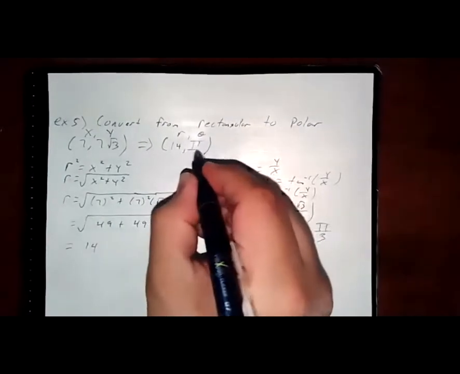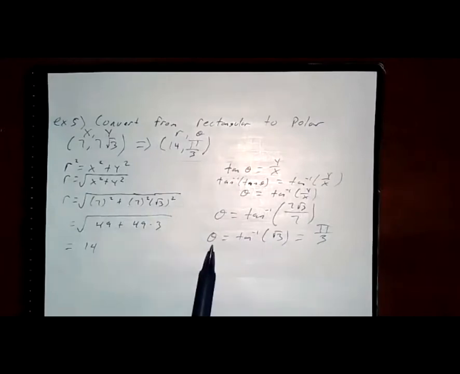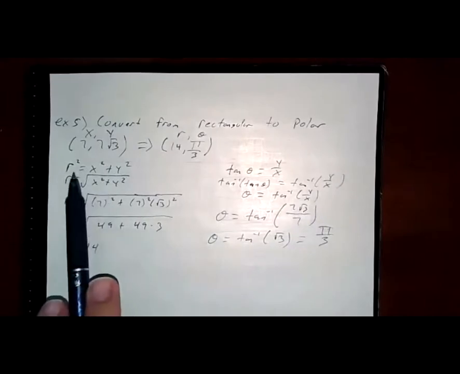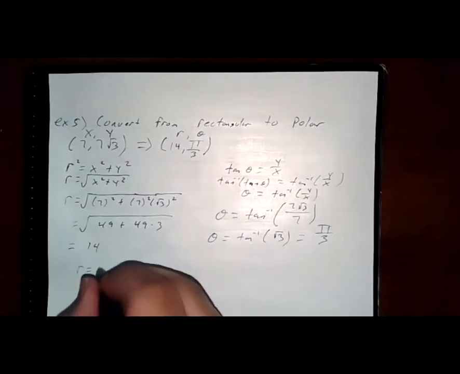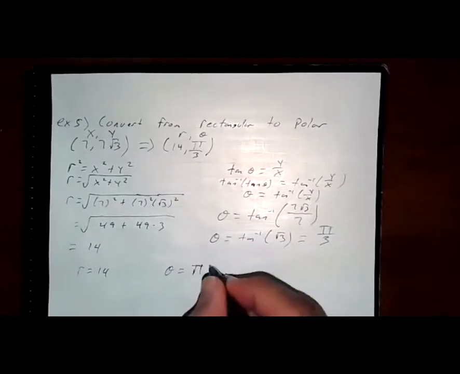So conversion from rectangular to polar. We need to find the theta using this formula here, and we use the r formula to find the radius. Are there any questions on those steps? So r is 14. Theta is pi over 3.